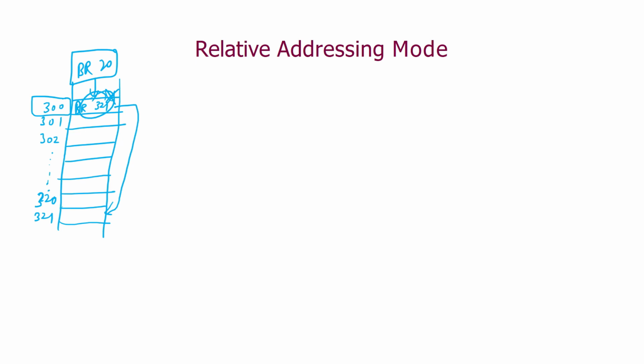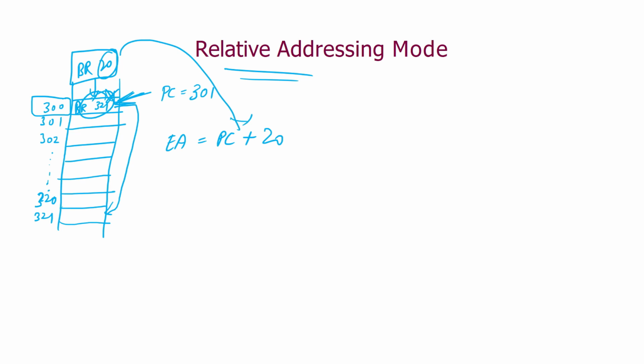This means that when this instruction, branch 20, is fetched, at that moment PC will be 301 and I want to reach 321. So my effective address using the relative addressing mode will be PC plus the address I give, this 20. So it will be 301 plus 20 equal to 321. I will reach the same location but by using less number of bits.